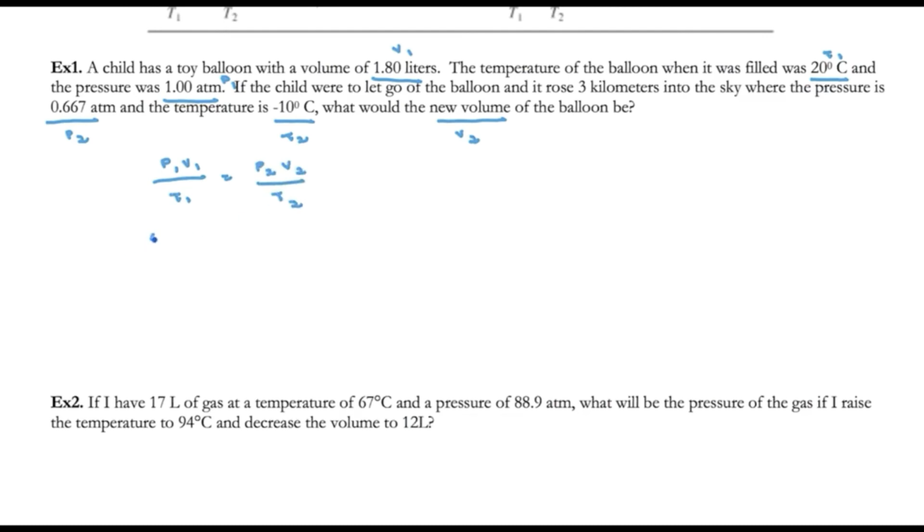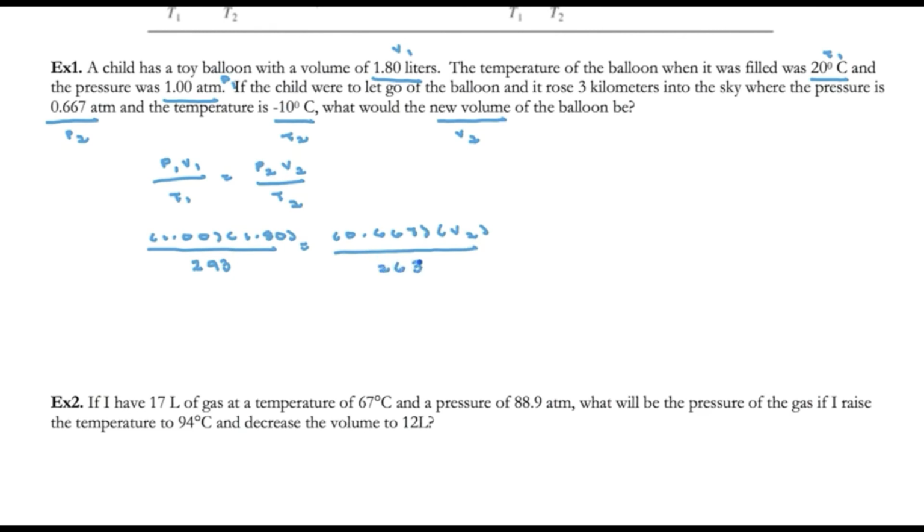So 1 atmosphere, my volume is 1.80. Remember, my temperature needs to be in Kelvin, so I'm going to take 20 degrees and add 273 to that, and I get 293. Okay, my P2 is 0.667. I don't know my V2, so I'm solving for that. And then I'm going to put that all over my T2, which is negative 10. So negative 10 plus 273 is 263.